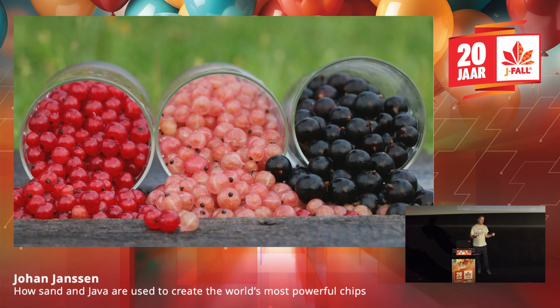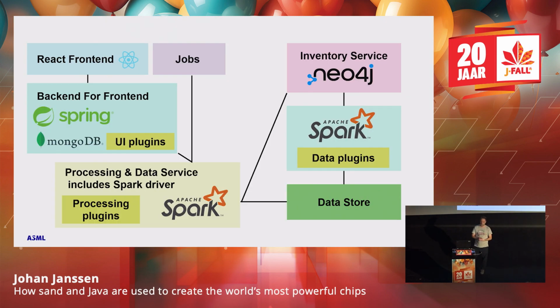A processing plugin is triggered from the UI. You select which data you want to analyze, you select which algorithms you want to run, and then the processing plugin is triggered. So it looks a bit like this. We have a React front end, Spring just behind the front end, the Spark stuff which I've shown, and Neo4j to store data, more the metadata that's being used.